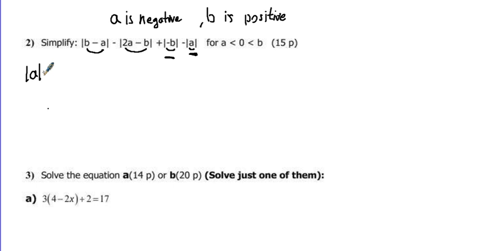Absolute value of a, how does it go out? Can I write it as a? No, because a is negative. But out of absolute value, all the terms, all the expressions must be positive. I can make it positive only if I multiply it by minus. So minus a is actually now positive.